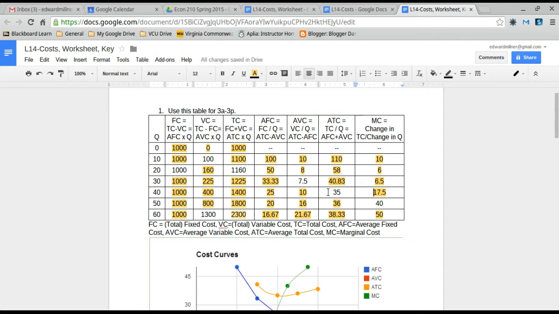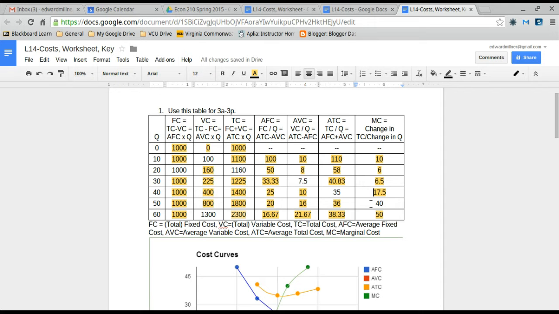The row where quantity is 40. We know average total cost is 35. If we multiply average total cost times output, we'll find that the total cost is 1,400. We know fixed cost is 1,000. The difference is 400. Divide by 40, and we'll get those two numbers. Marginal cost is the change in total cost divided by the change in output, which equals 17.5.